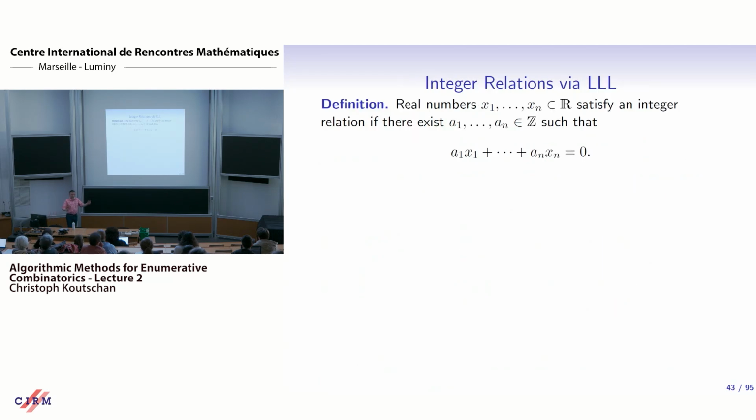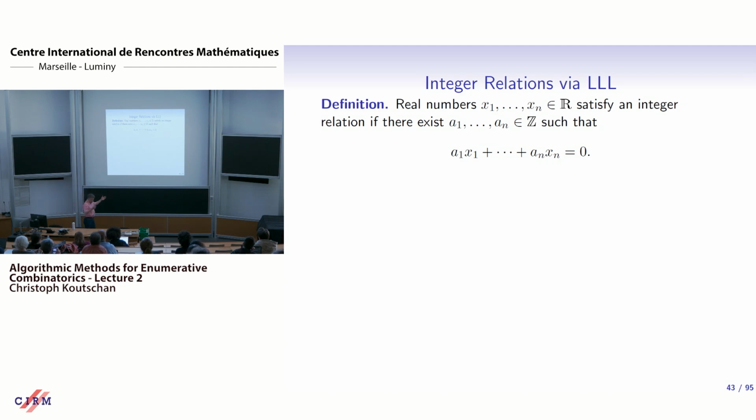Okay, so what can we do with LLL? Here is one classic application that is very fundamental and basic: detect integer relations. If you have given real numbers x1 to xn, and you suspect that there is a nice relation between them, a linear relation with integer coefficients, or let's say rational number coefficients, but you can clear denominators, so let's say with integer coefficients, then this is called an integer relation. And you want to find these coefficients a1 to an.